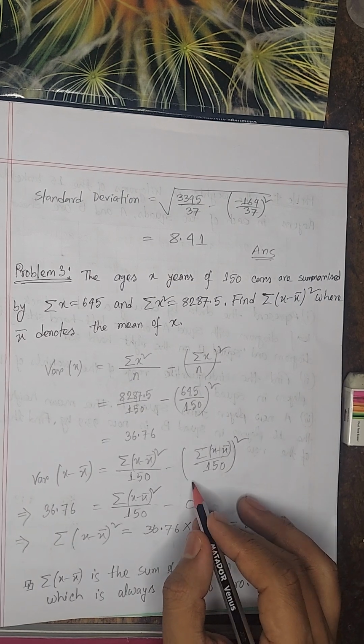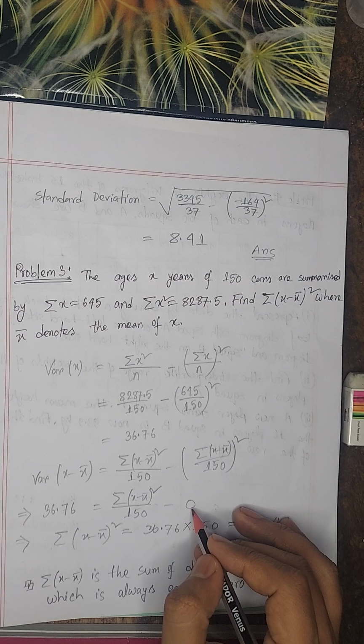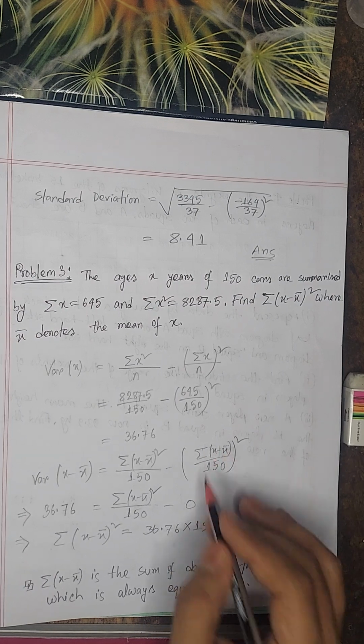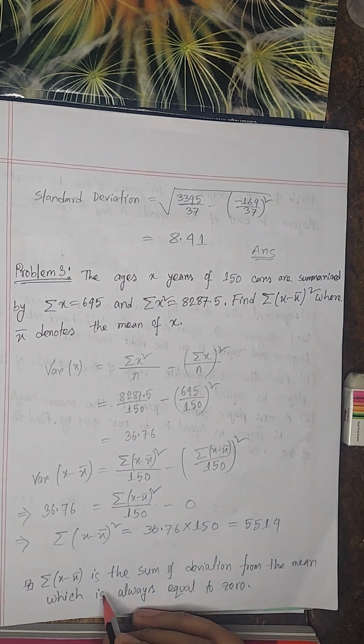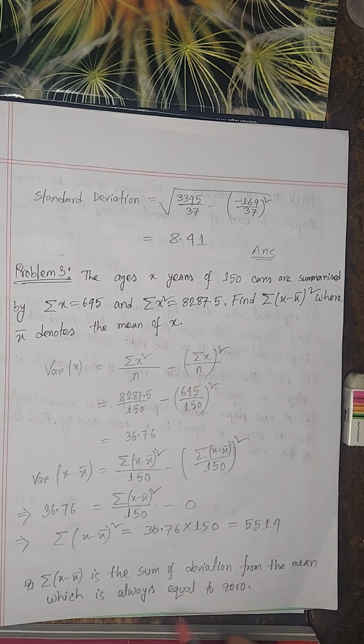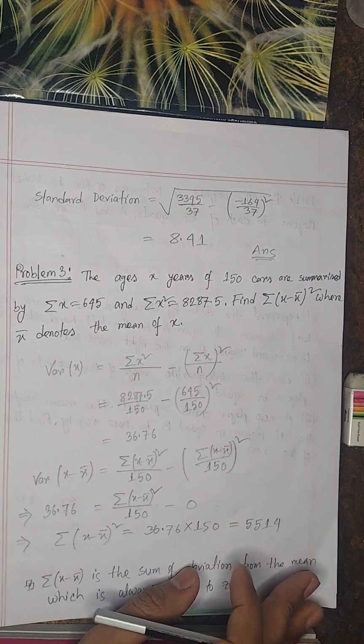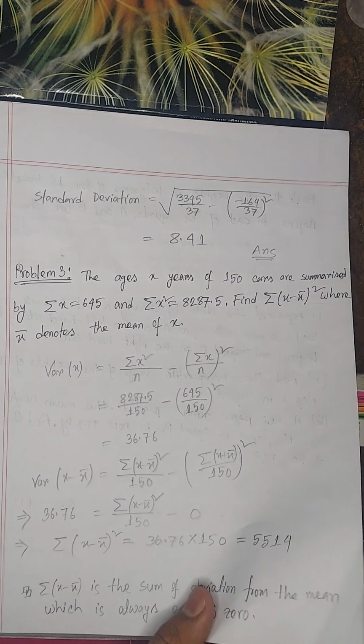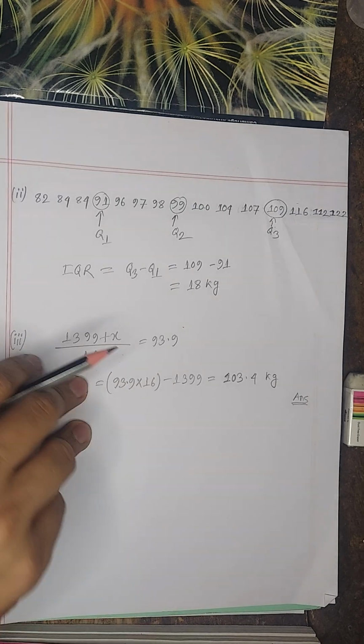Here we substitute the value 0 for this. How does it become 0? There is an explanation. Summation of x minus x bar is the sum of deviations from the mean, which is always equal to 0. Okay, so that's our answer, 5514.